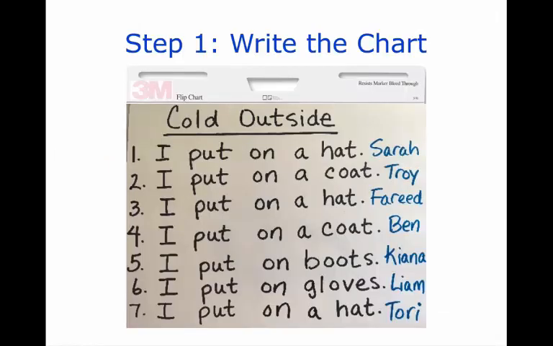Then, the teacher started writing the chart with the students. She wrote the sentence stem while the students watched. She talked about the letters and words she was writing. Then, she gave Sarah a chance to select the item she'd put on when it is cold. Sarah selected the hat. And the teacher finished the sentence and used a different color to write Sarah's name so everyone would remember who contributed the sentence.